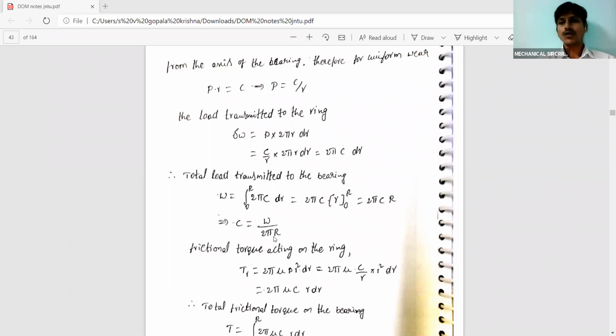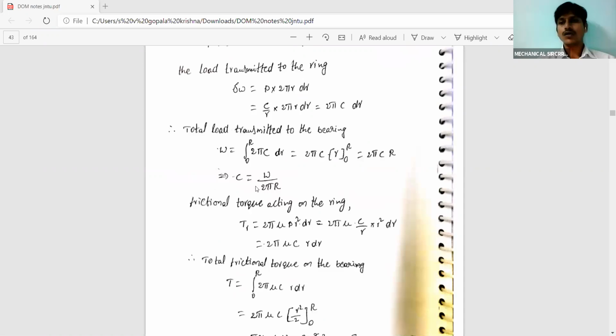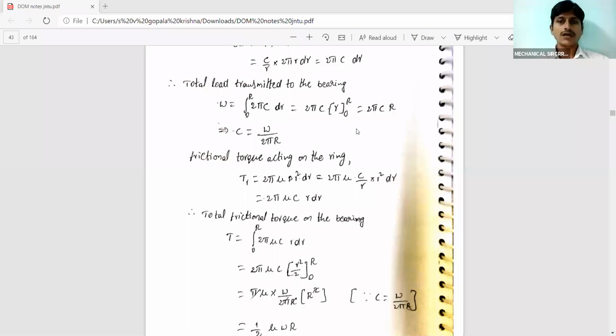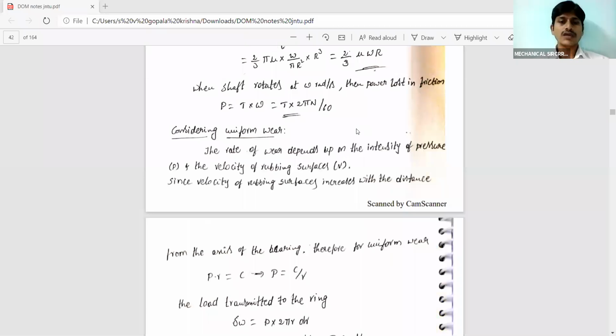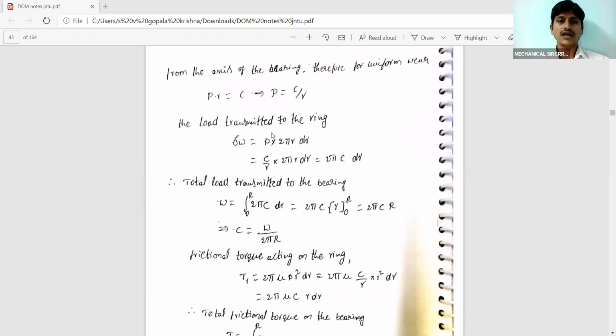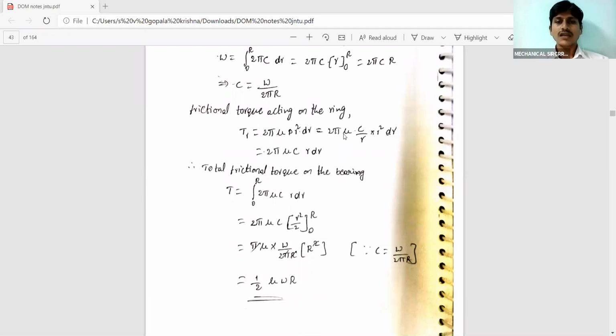Frictional torque acting on the ring. The formula was already calculated in the earlier condition: 2 pi mu p r square dr. That is the frictional torque acting on the ring. Then P is replaced with C by R, so the value comes to 2 pi mu C R dr.